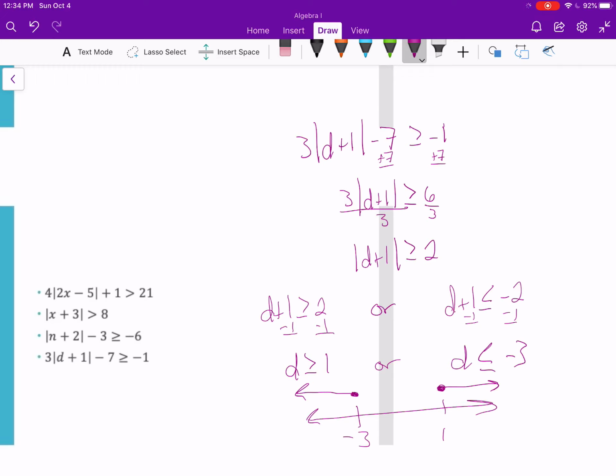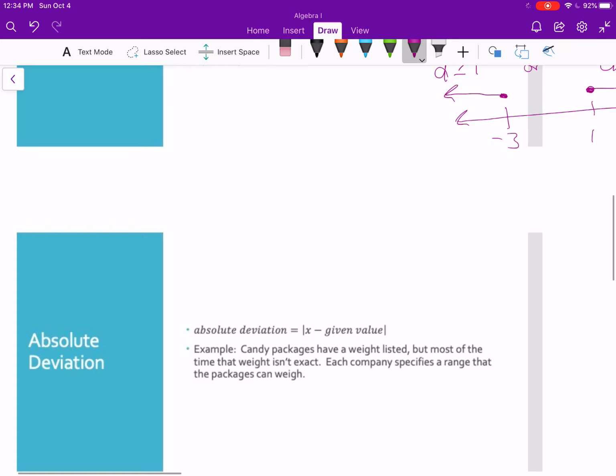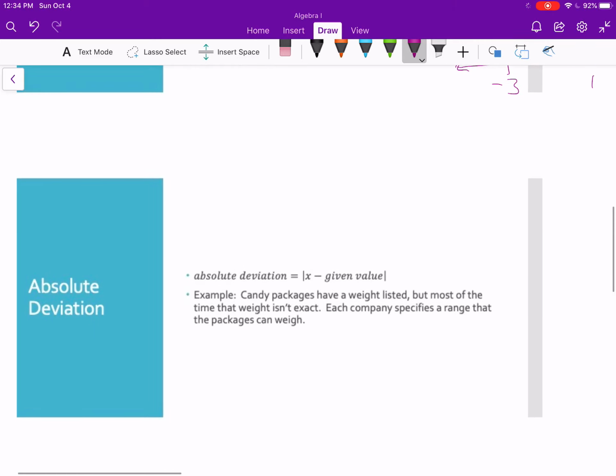Very similar to equations like we talked about, but now it just becomes a compound inequality. So absolute deviation, when you talk about absolute deviation, think about manufactured goods. So if you get a bag of chips from the vending machine, odds are that it is not exactly the weight that is listed on the package.